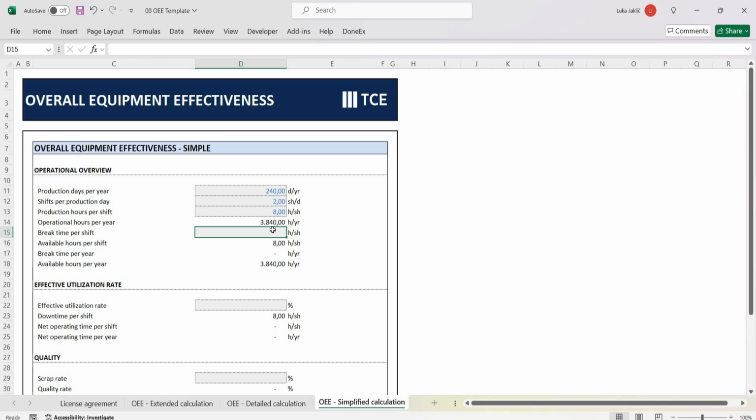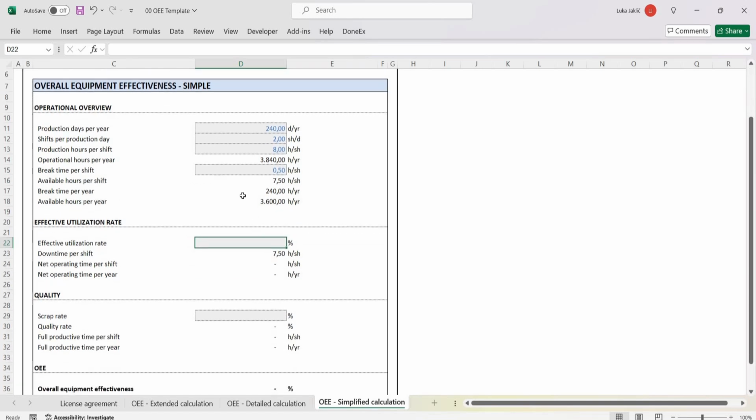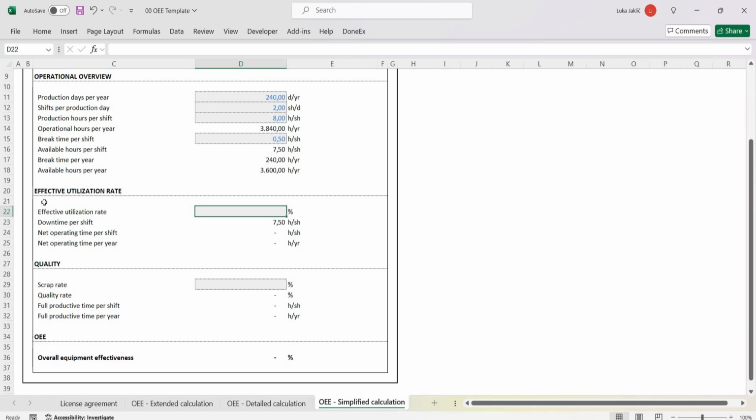With 0.5 hours of break time per shift, the available production time per shift is 7.5 hours. Over the entire year, this results in 240 hours of break time, leaving us with 3,600 available hours annually. Now, let's incorporate the effective utilization rate. We set this rate at 86%. This combines the impacts of both availability and performance.